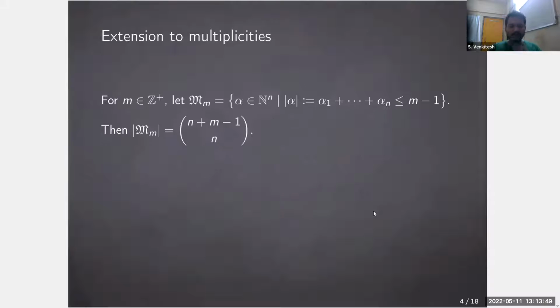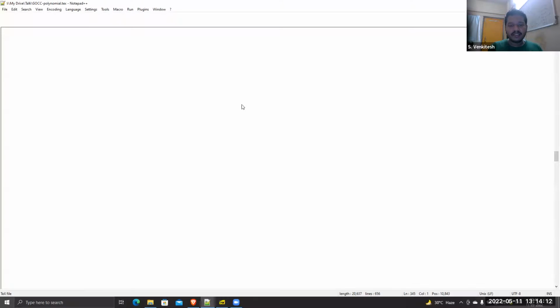Okay. So now let's go into multiplicities. So we need to fix a parameter for the multiplicities. We are taking derivatives. So the question is derivatives up to what order? And the order is going to be m.